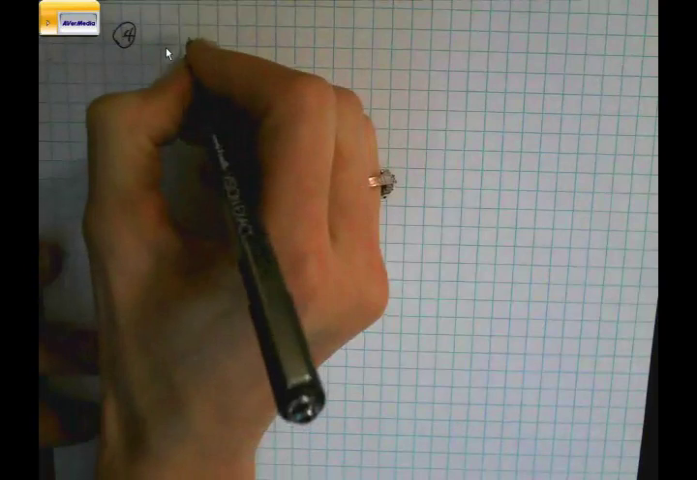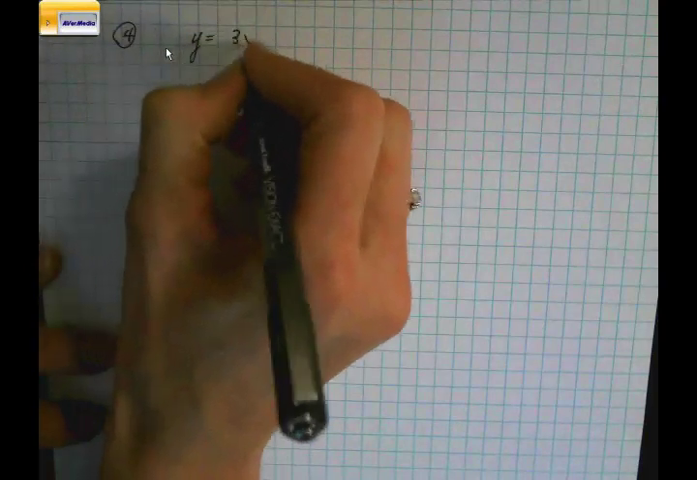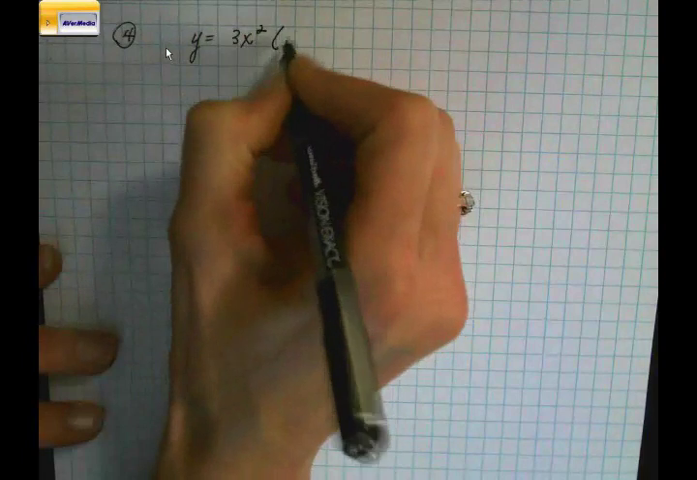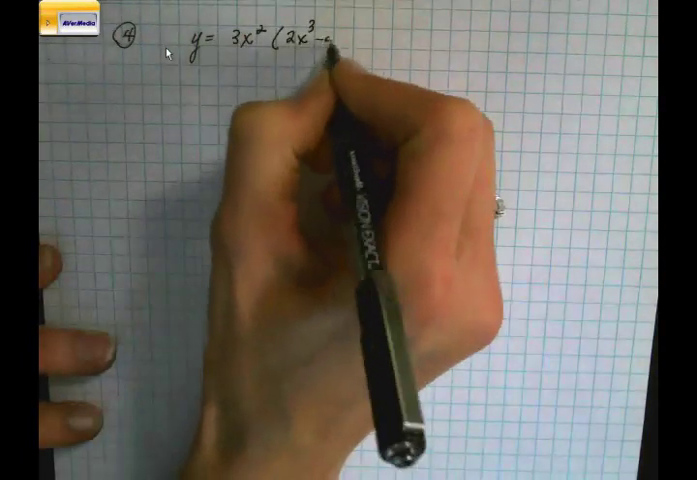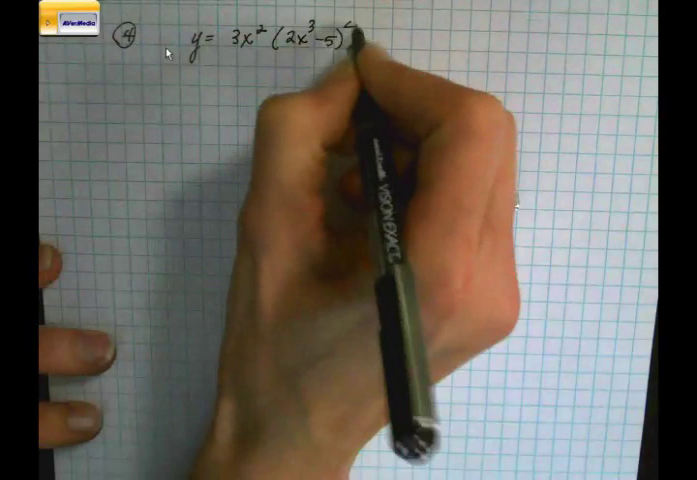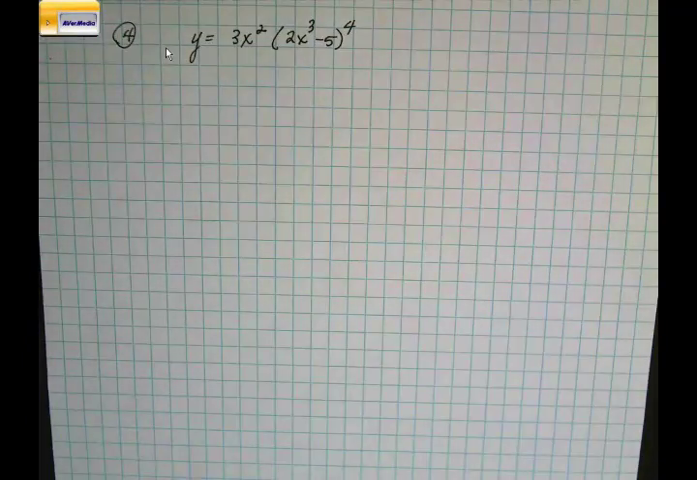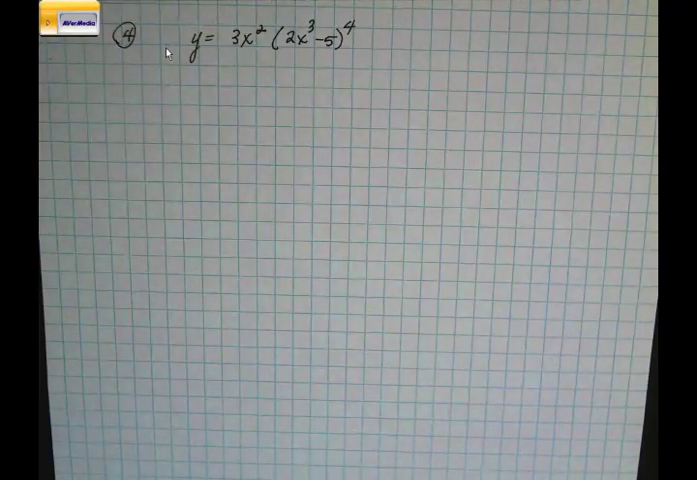Take a look at this one and tell me what you would do. 3x squared times 2x cubed minus 5 to the 4th power. Okay, just thinking about this, what are you going to do to this? Do the chain rule first. You have to take the derivative of the next one first. Right, first you have to write down 3x squared, and then you have to take the derivative of that other part.